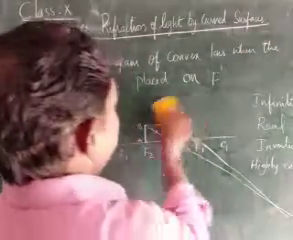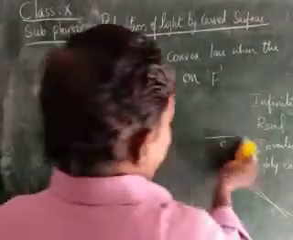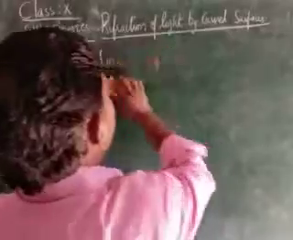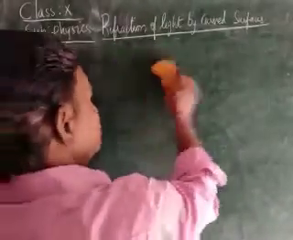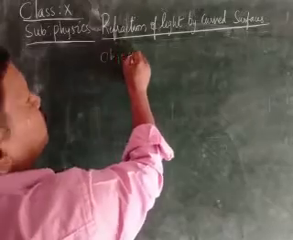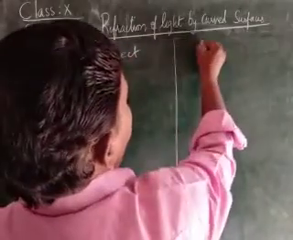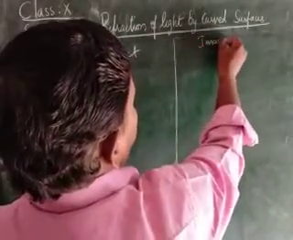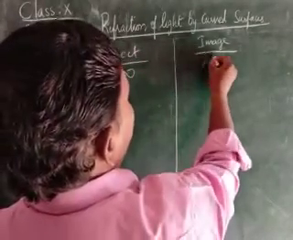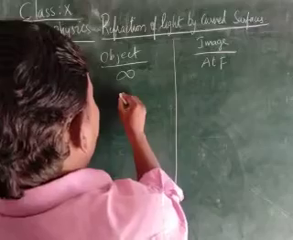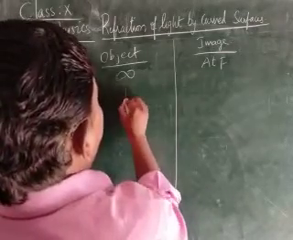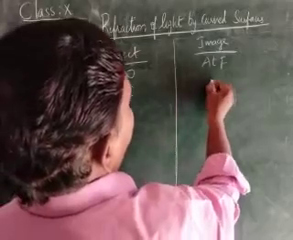And here, let us recall all the positions of the object and positions of the image, children. Object position, image position. When the object is at infinity, image is formed at F. When the object is at F, image is formed at infinity.